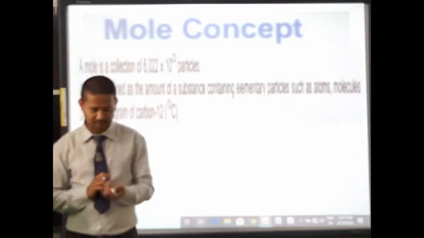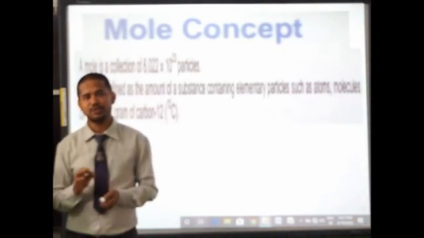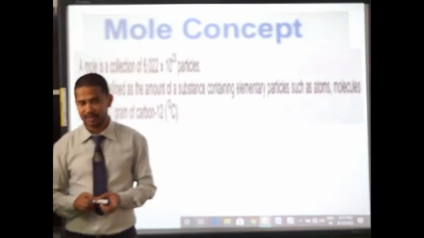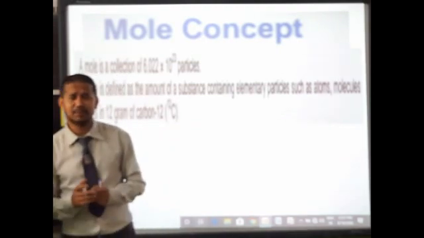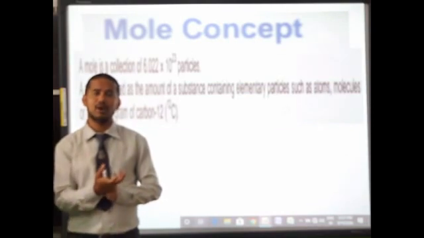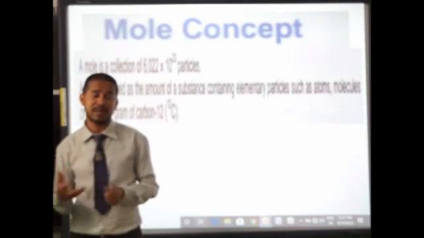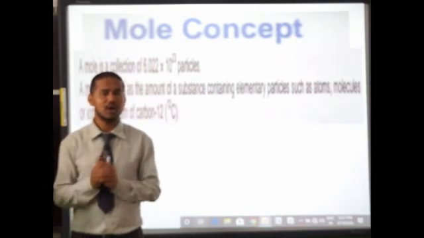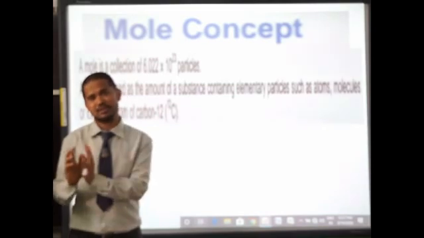Then mole concept. A mole is a collection of 6.022 into 10 to the power 23 particles. So this mole exactly means a kind of a dozen. 1 dozen means 12. 1 dozen potato means 12 potatoes, 1 dozen mango means 12 mangoes, 1 dozen apple means 12 apples, 1 dozen egg means 12 eggs.